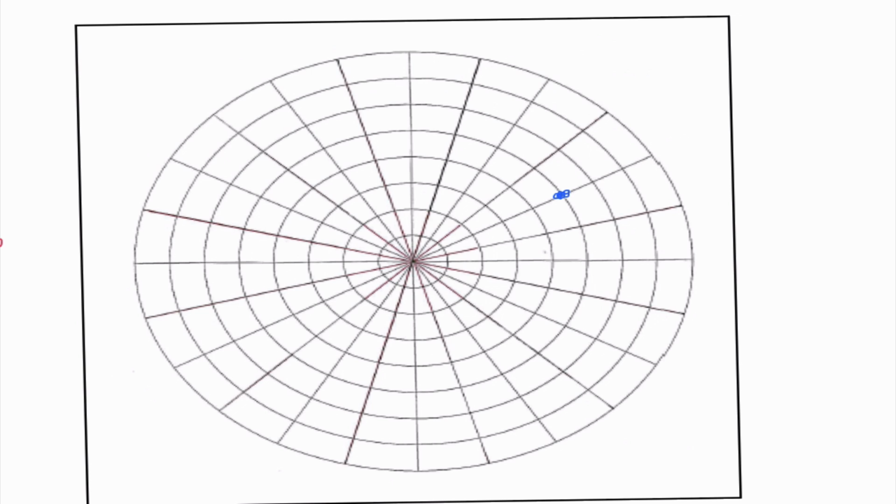Now from there, I need to move 120. So that would take me, let's see, 30, 60, 90, 120 right there. And then 30, 60, 90, 120 would be right there. So that makes all of our petals equidistant from one another. Okay, so that is our first type of graph, which is a rose.